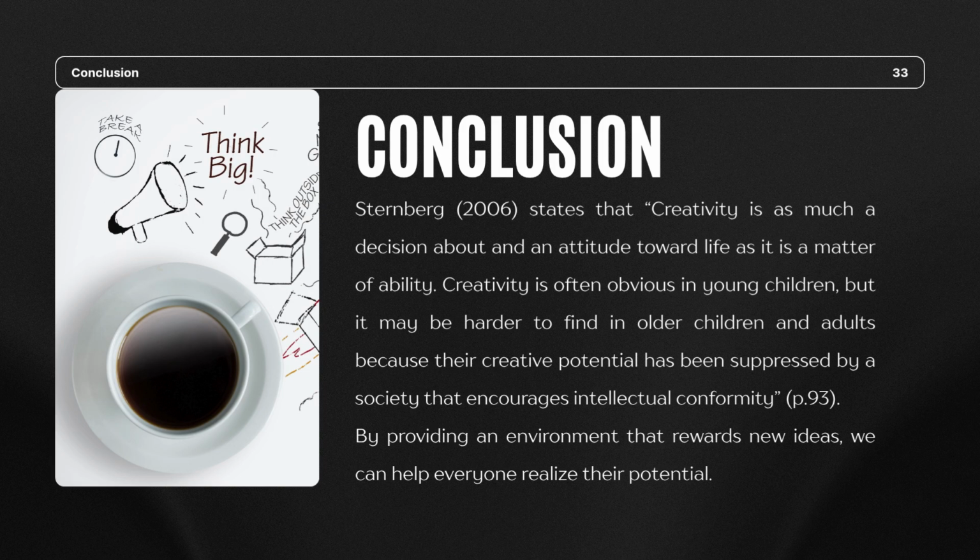In conclusion, Sternberg, 2006, states that creativity is as much a decision about an attitude toward life as it is a matter of ability. Creativity is often obvious in young children, but it may be harder to find in older children and adults because their creativity potential has been suppressed by a society that encourages intellectual conformity. Page 93. By providing an environment that rewards new ideas, we can help everyone realize their potential.